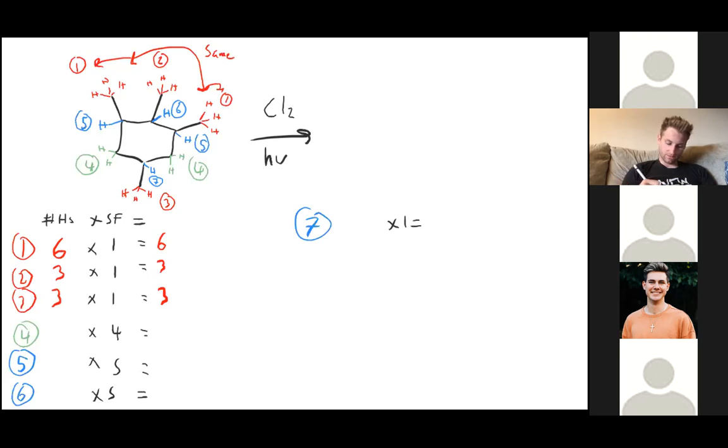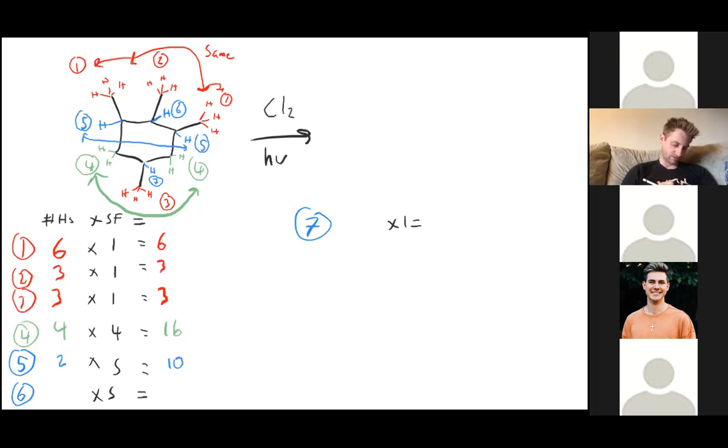4 is also symmetrical. We got a plane of symmetry right down the middle of this. We can group these two together. We've got a total of 4 hydrogens here, so this will give us a selectivity of 16. And then we have a whole bunch of tertiary ones. 2 of them are symmetrical, that's going to be 5. So we can group those 2 together, which gives us a selectivity of 10.